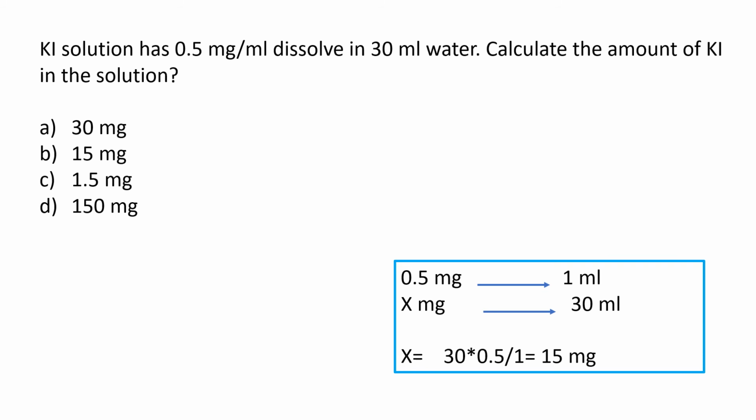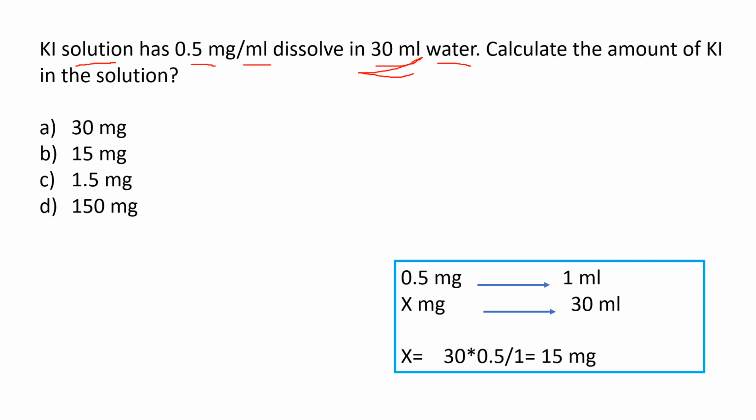The next question is, the potassium iodide solution has 0.5 mg per ml dissolved in 30 ml water, calculate the amount of potassium iodide in the solution. So here what we are doing is we are dissolving this potassium iodide solution in total 30 ml of water. The concentration of this solution is 1 ml of the solution contains 0.5 mg of the potassium iodide.